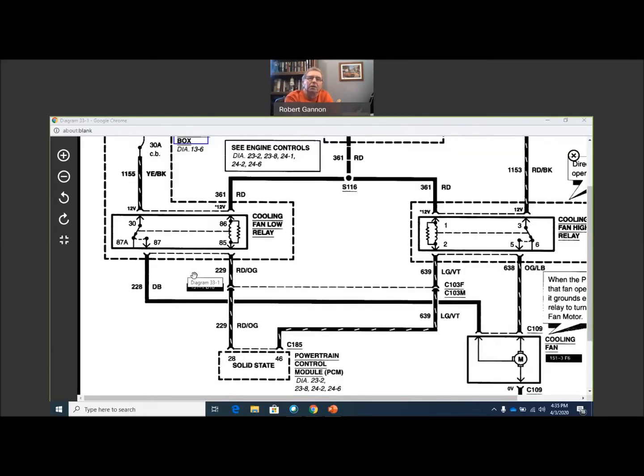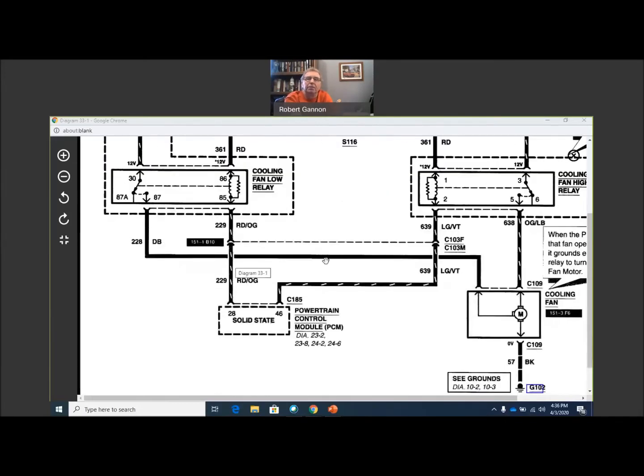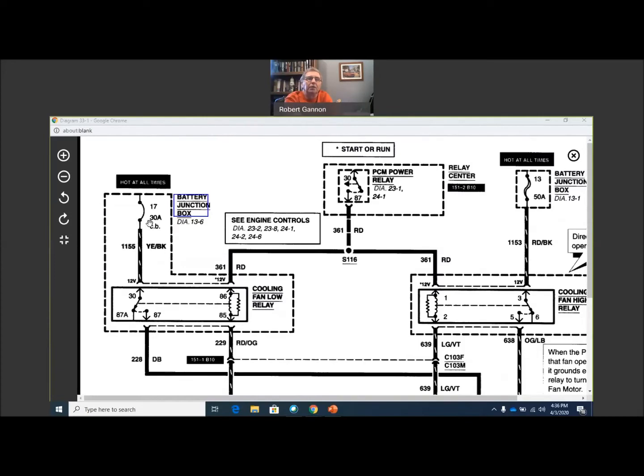So the key here to make this operate, we need to have this switch contact connect pin 30 to pin 87. Pin 30, I would say, is kind of the input, right? It's the 30 amp circuit breaker, so that can handle up to 30 amps. So it's going to be pretty heavy duty wire here, the dark blue wire and this yellow and black.